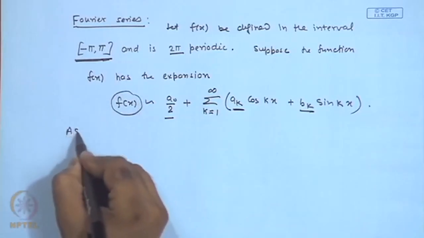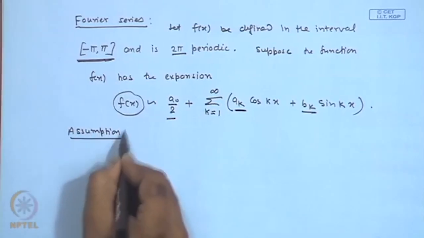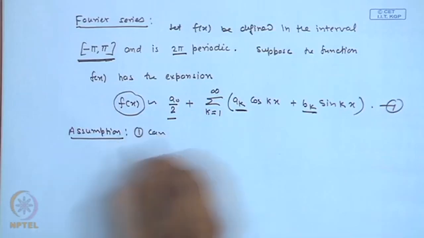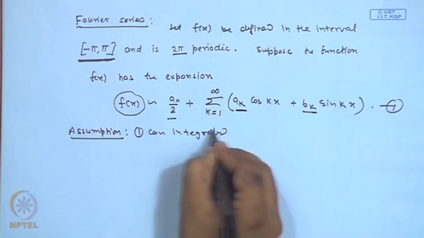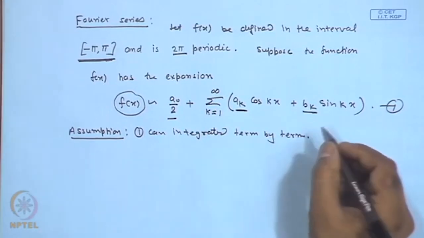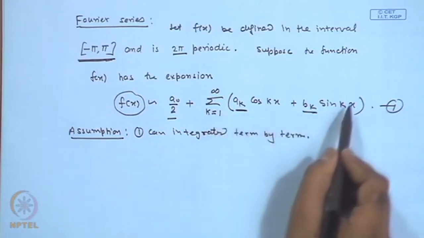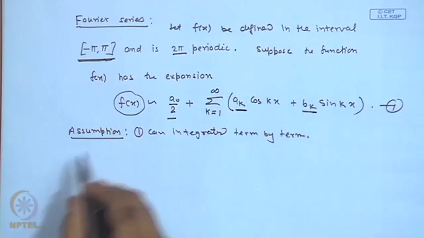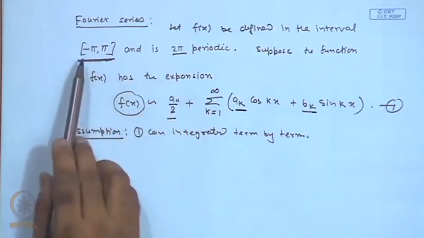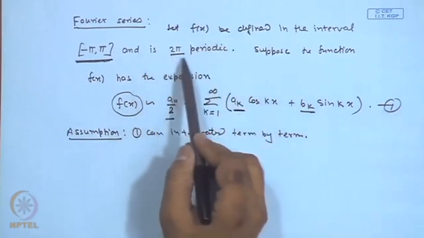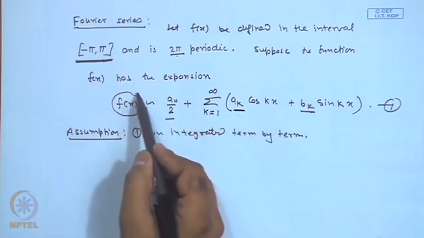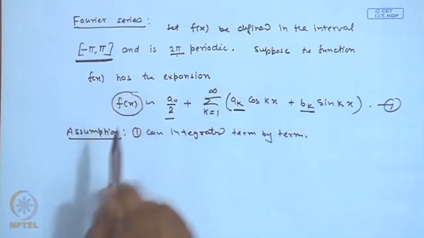For this we have taken one assumption, that the series can be integrated term by term. That is, we have assumed that for the series the integral of the sum is equal to the sum of the integrals. So now we integrate the series from minus pi to pi. For a general case of a function of period 2L, we will integrate from minus L to L, but in this case we integrate from minus pi to pi, and let us assume that the integral of the series is equal to the integral of f x.